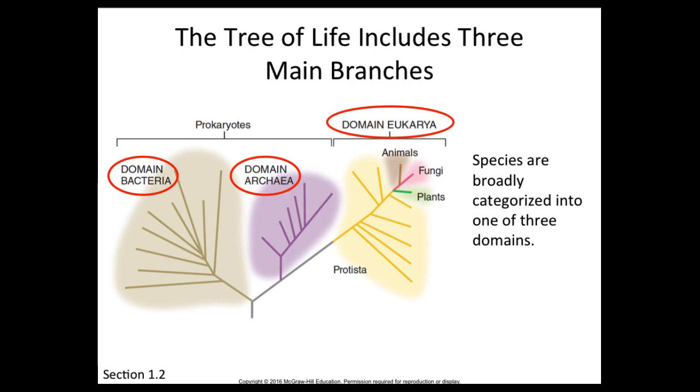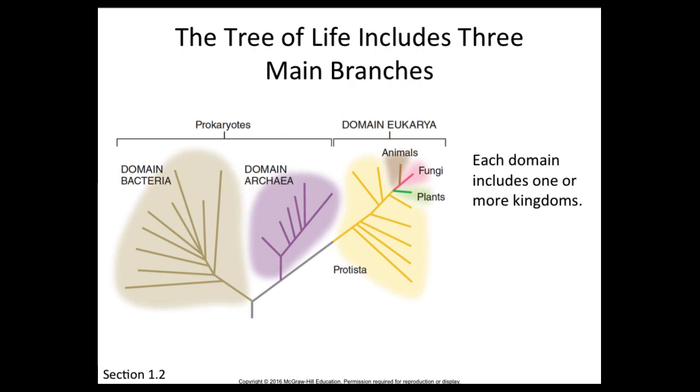Species are broadly categorized into three big domains on the tree of life. We have domain bacteria, domain archaea, and domain eukarya. Each domain includes one or more kingdoms, and we're going to look at these kingdoms one by one.